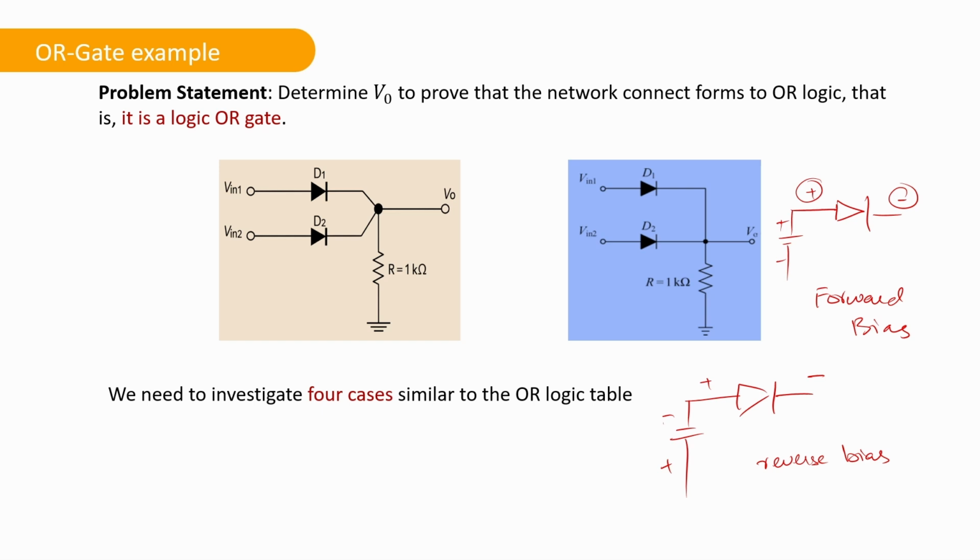Why? Because we have these inputs over here, and these inputs are fed to the network, and then we have to see if it is connected in forward bias condition or reverse bias condition. So let's see how we are going to solve this in the next slide.